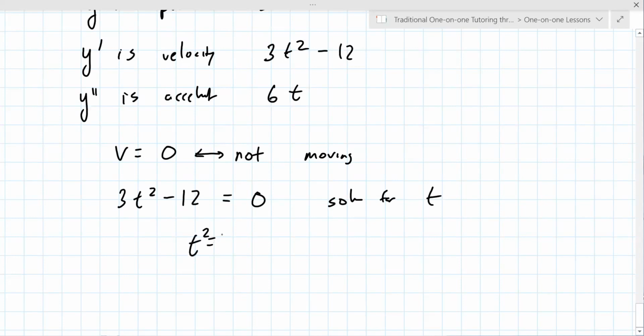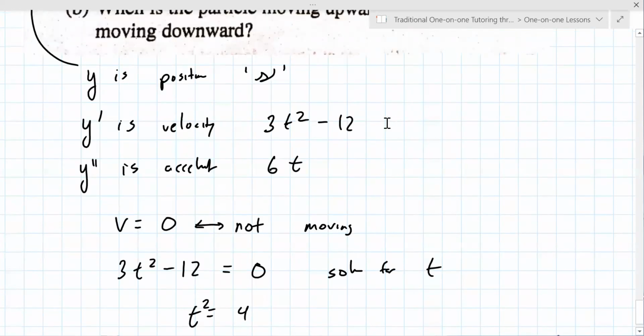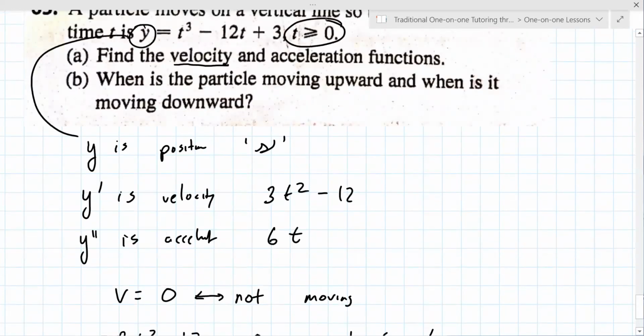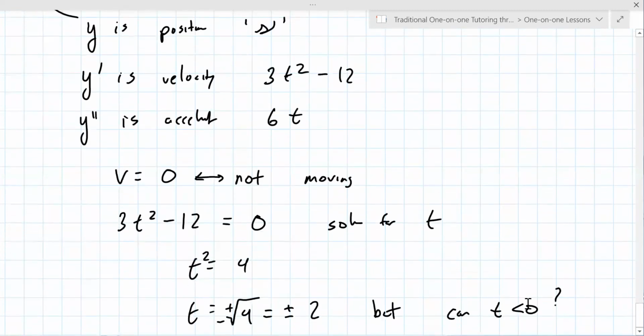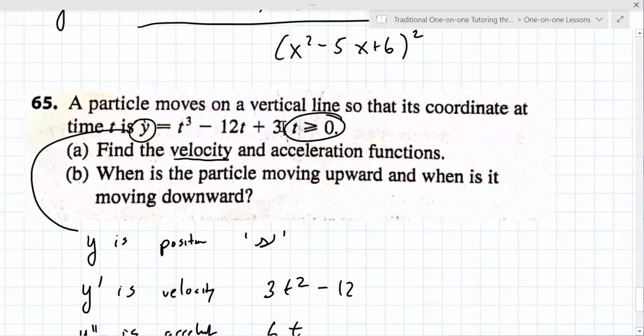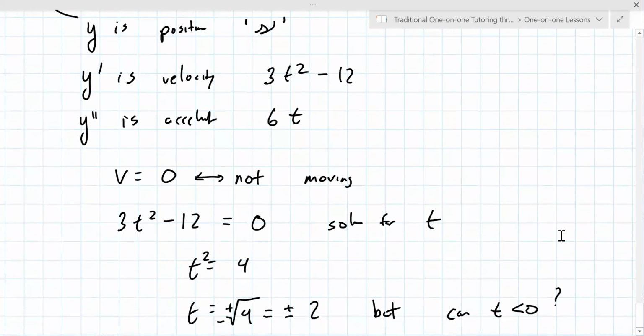You end up getting t squared equals 4, t equals plus or minus the square root of 4, which is plus or minus 2. But can t be less than 0? It says it up there, right? It says it has to be greater than or equal to 0. So you have to know that because you can solve these problems and get an answer that isn't reasonable because it can't be negative. So that up there in the question tells you whether to use a positive or negative number. Time is almost always forward positive, but there's other situations where maybe that's not the case.